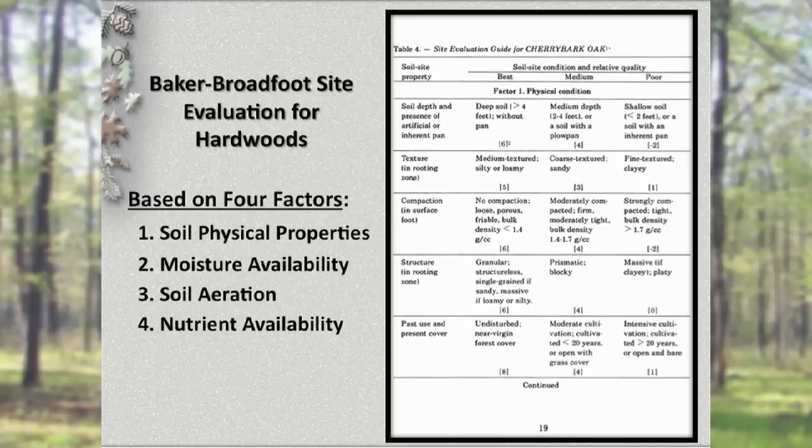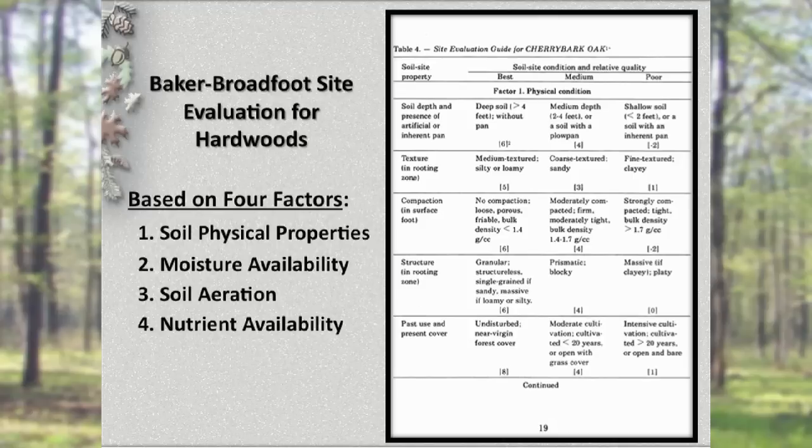So to do this, again, we're going back to the Baker Broadfoot system. We're looking at our 4 factors: the soil physical properties, actual texture type of characteristics. We're looking at moisture availability, soil aeration, and nutrient availability.